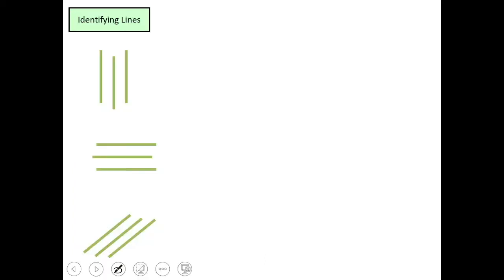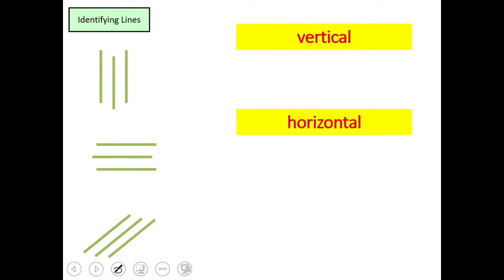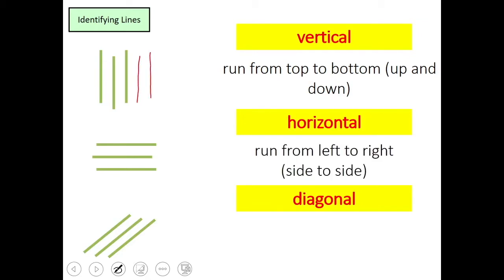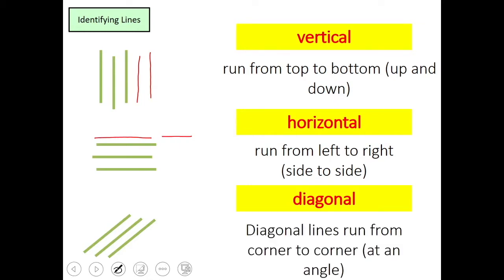Right, so on this slide we have three different types of lines. The first is called vertical lines, the second are horizontal lines, and the third are diagonal lines. Vertical lines tend to run from top to bottom, or we can say up and down. Horizontal lines run from side to side, or we can say from left to right or right to left. Diagonal lines tend to run from corner to corner, or we can say at an angle.